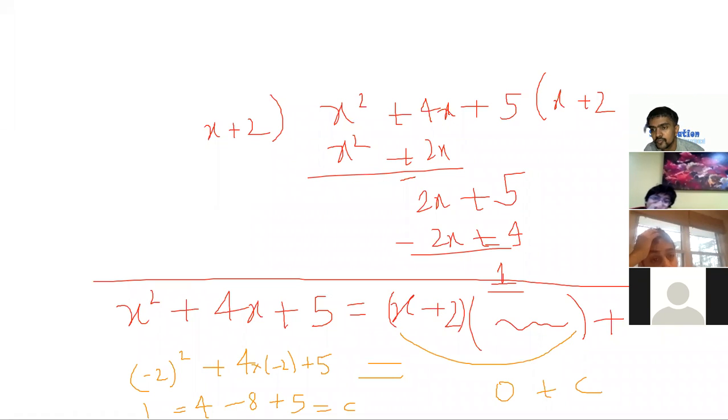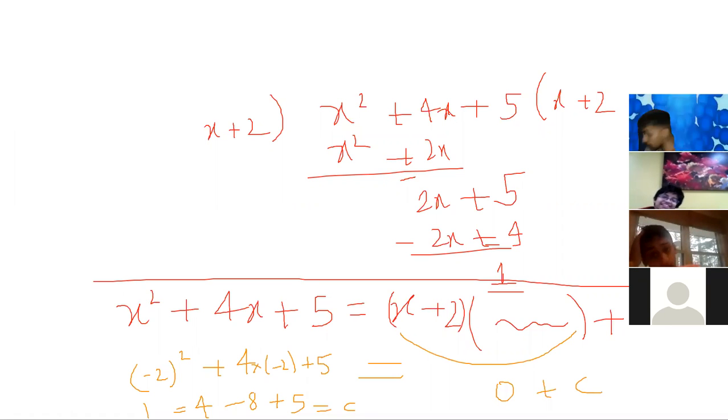Do I need to find the quotient? No, because that becomes 0 anyway.